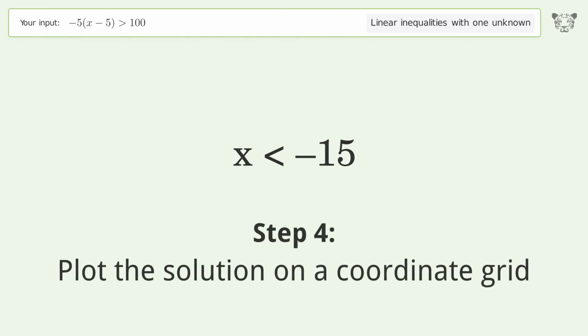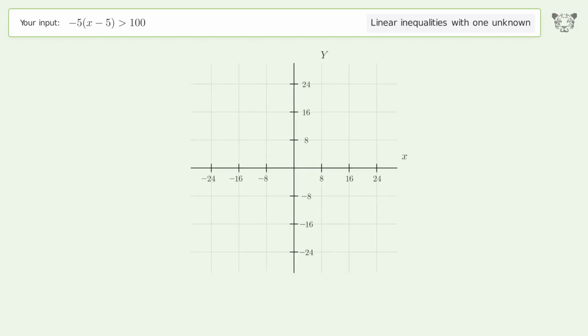Plot the solution on a coordinate grid. And so the final result is x smaller than -15.